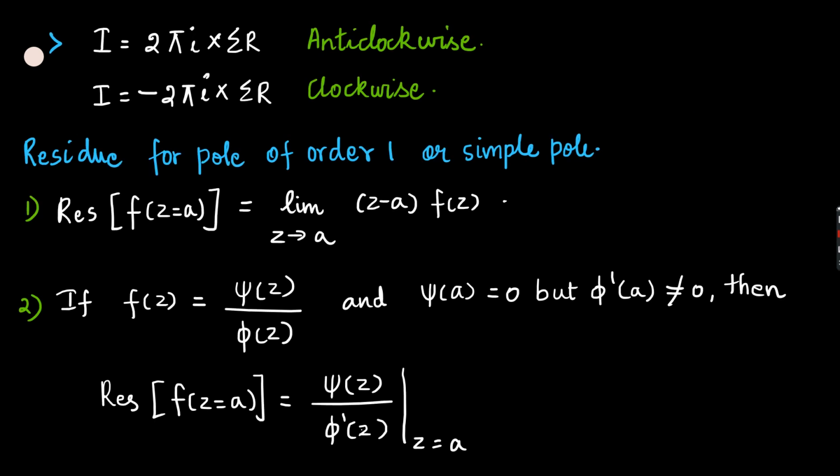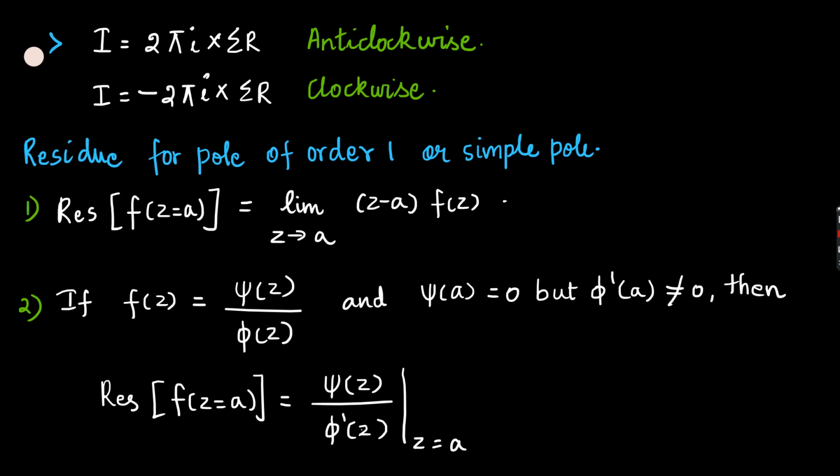Then use the Cauchy residue theorem, which is given as I is equal to 2 pi i into summation of residues for anti-clockwise, and I is equal to minus 2 pi i into summation of residues for clockwise. You have to remember these signs. This is going to help you a lot because we mostly make mistakes with these sign problems. And if the question gives no information about anti-clockwise or clockwise, you will always consider it to be anti-clockwise.